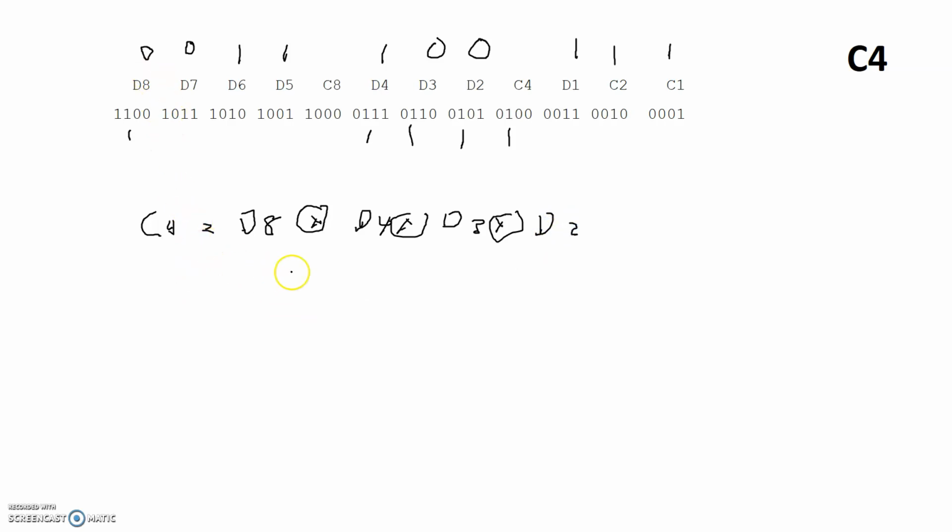Filling in the bits, data 8 is 0, data 4 is 1, data 3 is 0, data 2 is 0. So 0 exclusive OR 1 is 1, 1 exclusive OR 0 is 1, 1 exclusive OR 0 is 1. So check bit 4 is 1.